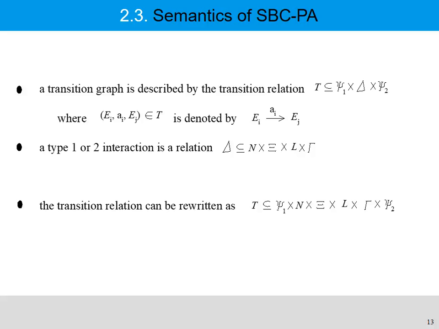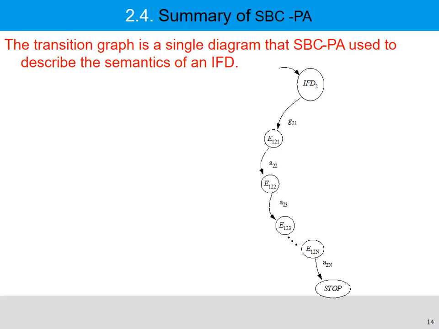A transition graph is described by the transition relation T with 3 attributes. With further extension, we can have the transition relation T with 6 attributes. We now have the summary of SBC process algebra. The transition graph is the single and only diagram that SBC process algebra uses to describe the semantics of an IFD.